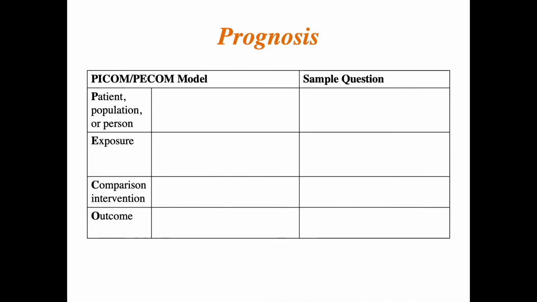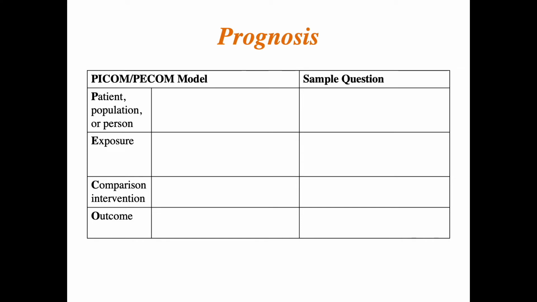Okay, so let's now move on to research questions of the prognosis type. Now, when we say prognosis, we are pertaining to the likely course of a disease or ailment or condition. Basically, we're trying to find out what are the chances of cure or survival. Is it favorable or not? Those types of things.